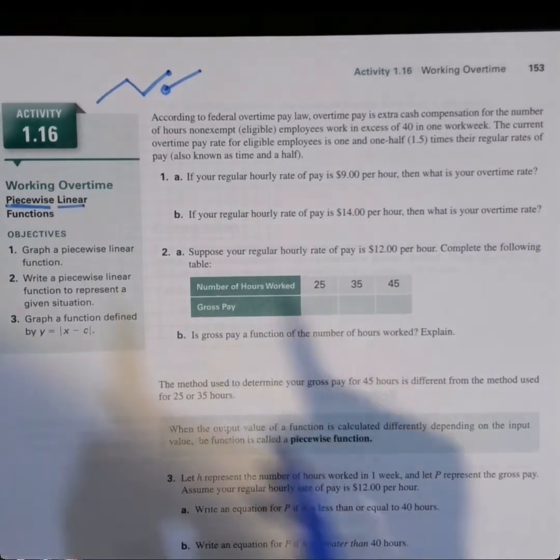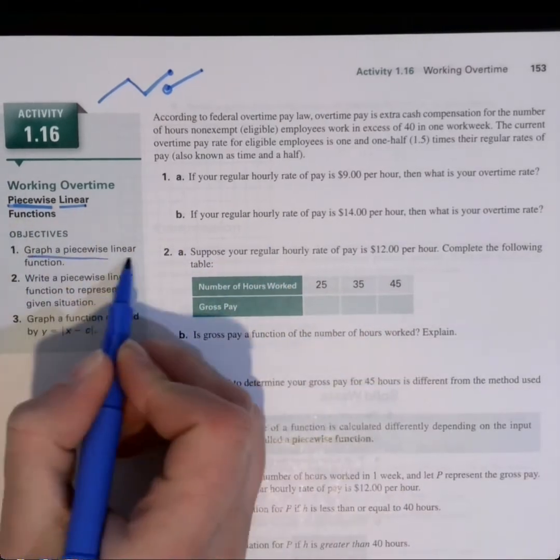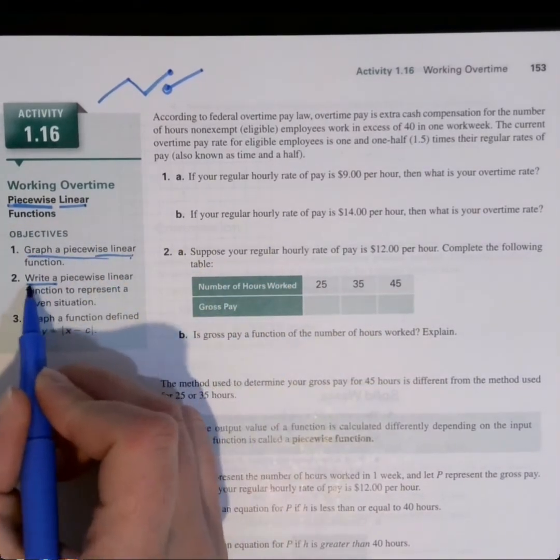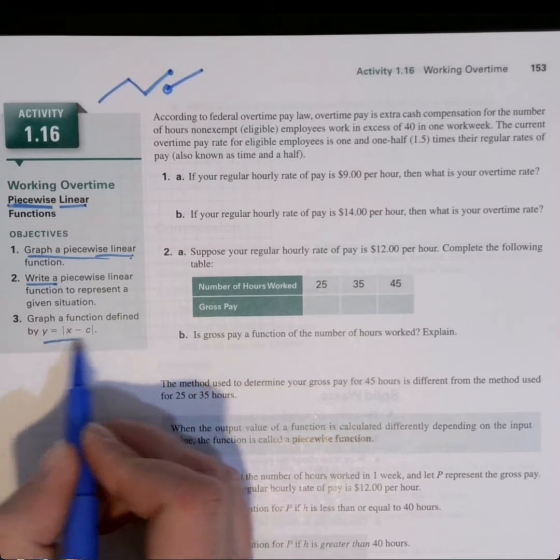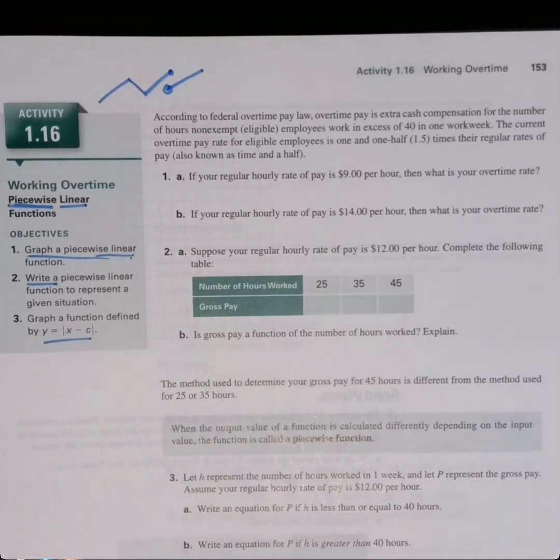Okay, so our goals are to graph some piecewise linear functions, to write some piecewise linear functions, and then also to talk about absolute value functions as they relate to piecewise linear functions.